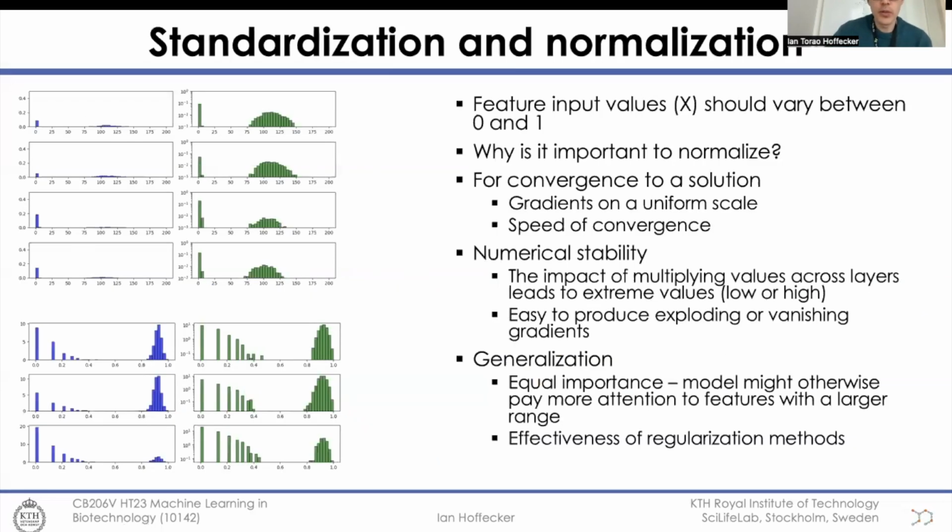Another tool in the toolbox is what's called standardization and normalization. And the idea here is that we want to vary our input features from 0 to 1. So this is normalization. And the reason you want to do this is to put them all on an equal footing. So we want kind of convergence to a solution. This requires computing these multivariable gradients.